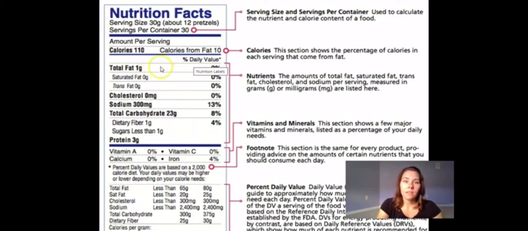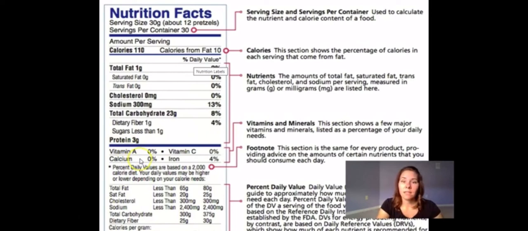So that takes a little bit of math, and that's what we're going to do today. For this particular nutrition label, one serving size is about 12 pretzels. So these numbers are based off of those 12 pretzels. Below our serving size, we have our calories. For 12 pretzels, we have 110 calories. Below that, we have our nutrients, so our fats, the carbohydrates, our proteins. For 12 pretzels, there's 1 gram of fat, 23 grams of carbs, and 3 grams of protein.